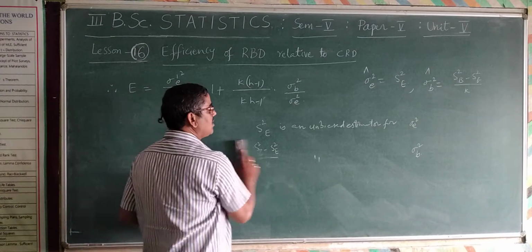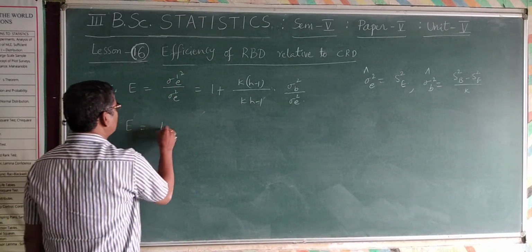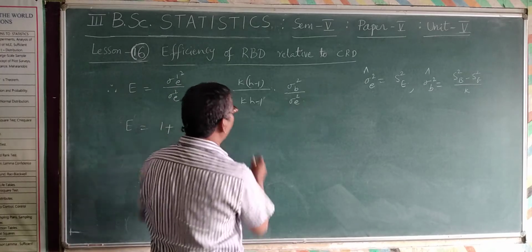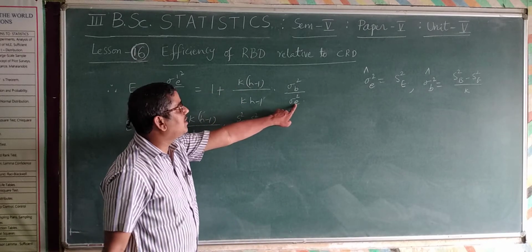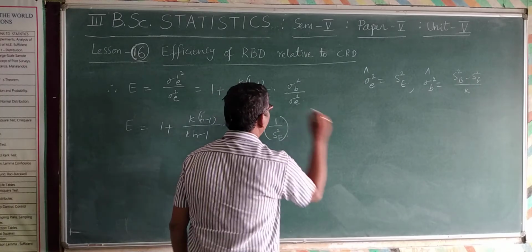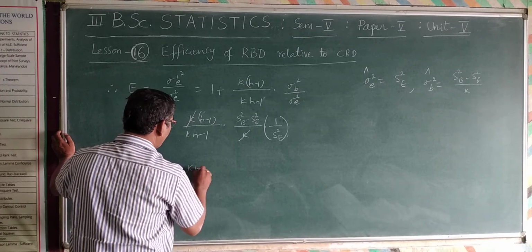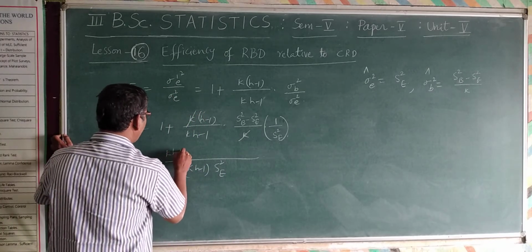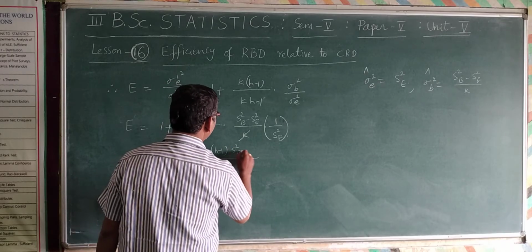I have calculated the unbiased estimators, and then I am replacing those unbiased estimators for sigma square B and sigma square E. Therefore, efficiency is equal to 1 plus K into H minus 1 divided by KH minus 1 multiplied by sigma square B, which is going to be replaced by S square B minus S square E divided by K, multiplied by 1 divided by sigma square E, which is going to be estimated by S square E. So here K will get cancelled, and then you take an LCM, so that KH minus 1 multiplied by S square E. Now KH minus 1 multiplied by S square E plus H minus 1 into S square B minus S square E.